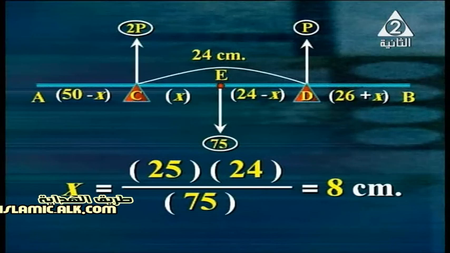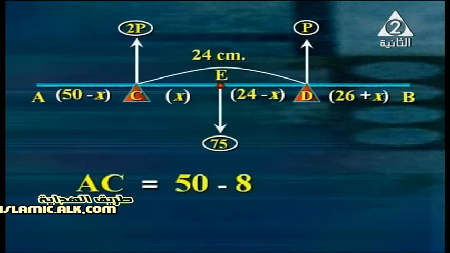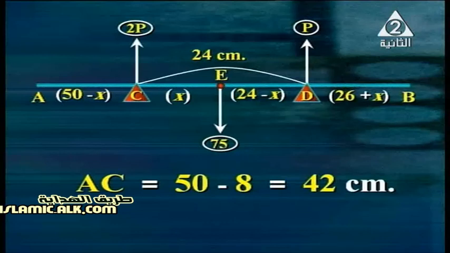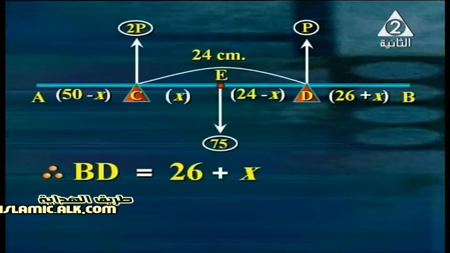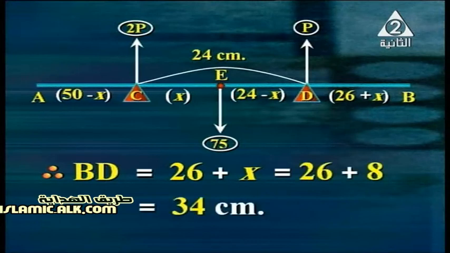What do you mean? The point C is nearest to E with 8 centimeter. Or AC is 50 minus 8. Why? Because AC equals 50 minus x. AC equals 50 minus 8 equals 42 centimeter. BD also is 26 plus x. By substitution of x equals 8, then BD equals 34 centimeter.